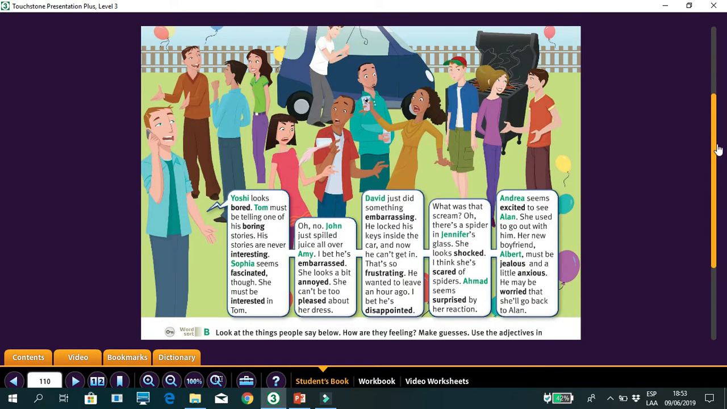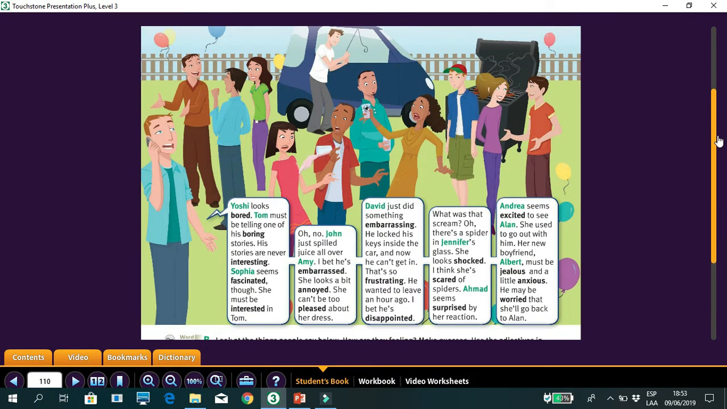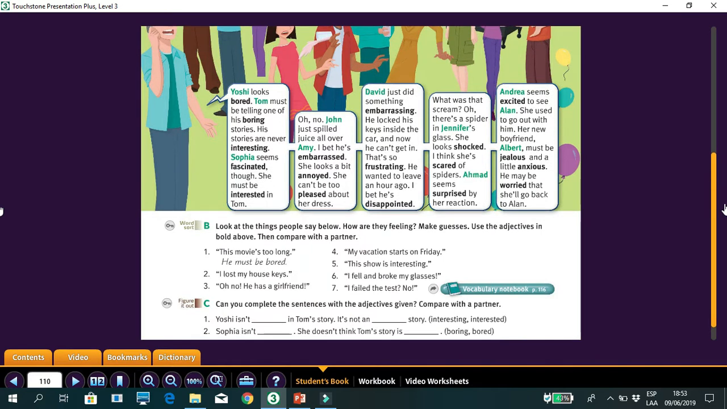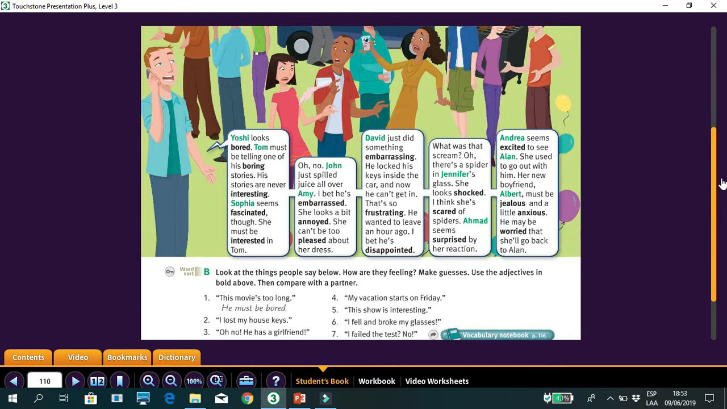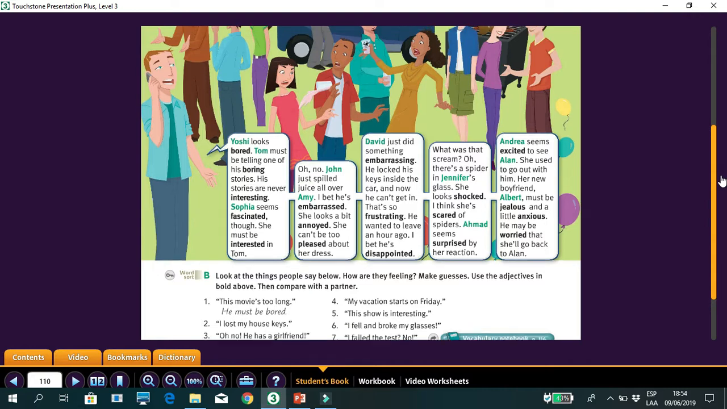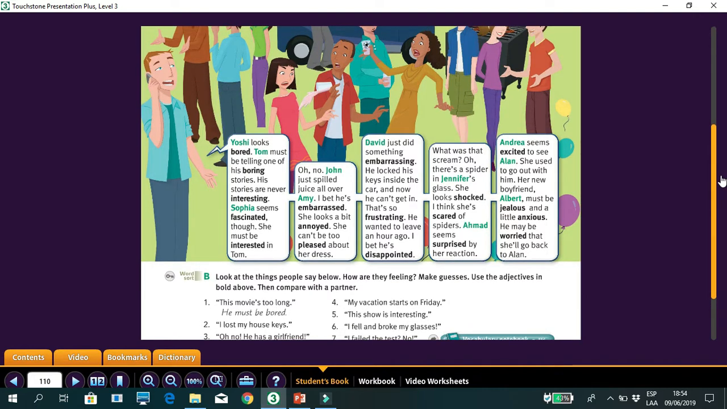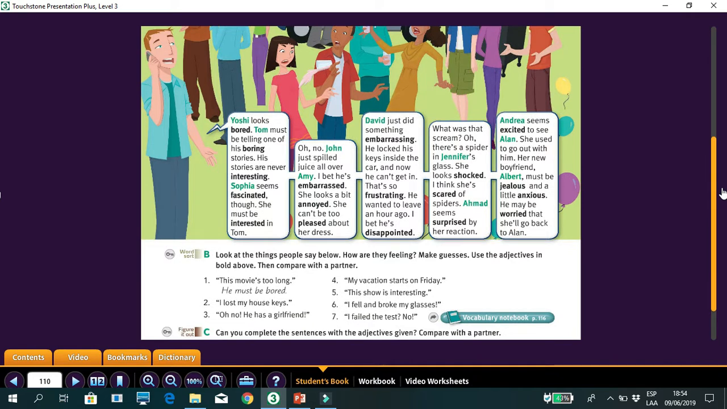You listen twice to the recording and we just identify these people, okay? So, look at the things that people say below. How are they feeling? Make guesses. Use the adjectives in bold above.